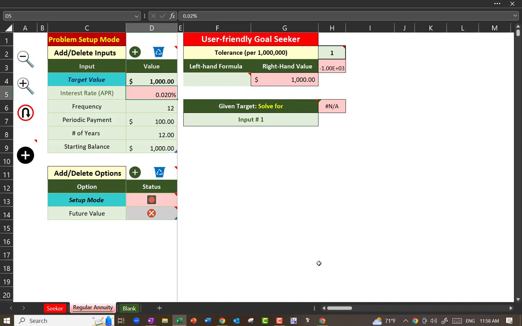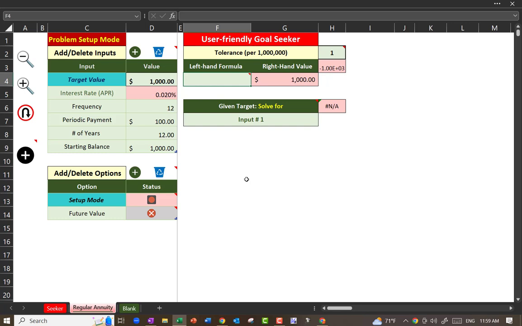Now, the target value is an input. This is when you know the outcome, but you want to solve for the unknown variable that's going to give you that outcome. You enter that number. The only coding that we need to do on this is enter the formula for the left-hand side. That left-hand side is going to be given the inputs, either present value or future value of an annuity. Okay. Let me first just do PV.